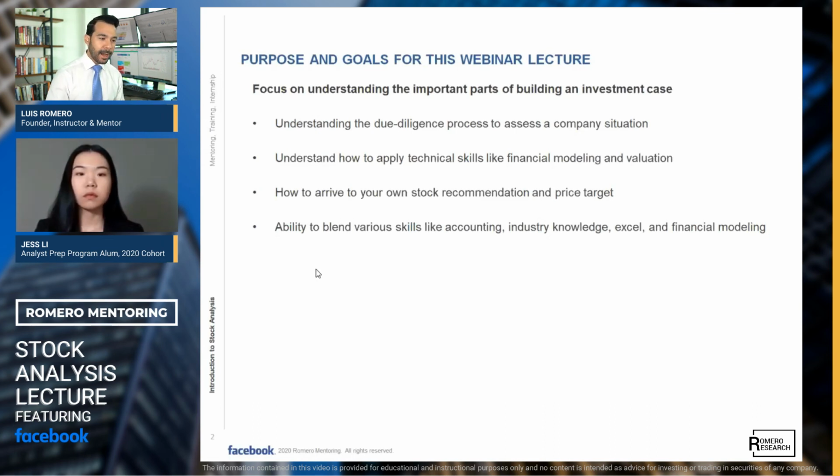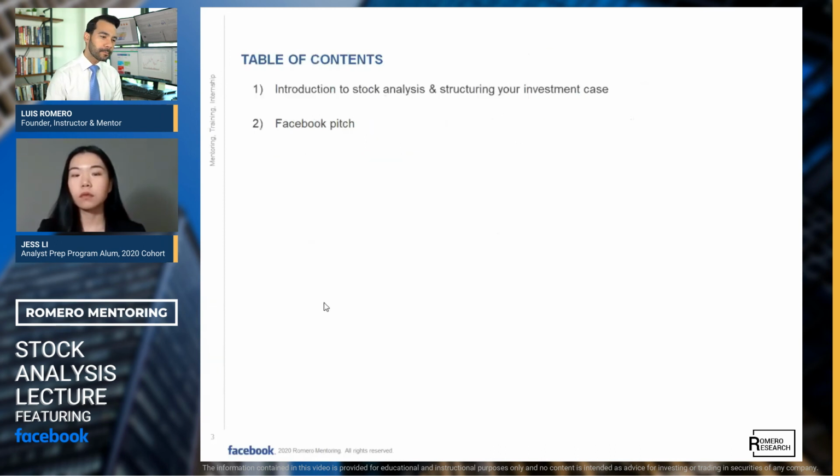And lastly, apply various skill sets. I've mentioned this before on the technical side: accounting, industry knowledge, Excel, financial modeling. And as we move forward with the slides and the presentation, you're going to see what a final deliverable product looks like, whether you're doing an internship or working within an investment bank in the equity research department, or in a hedge fund or in private equity. So that's the overall goal for this webinar, that we hope you can walk away with some valuable information.